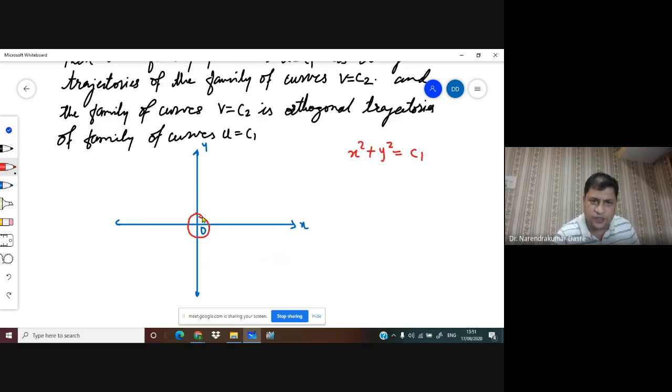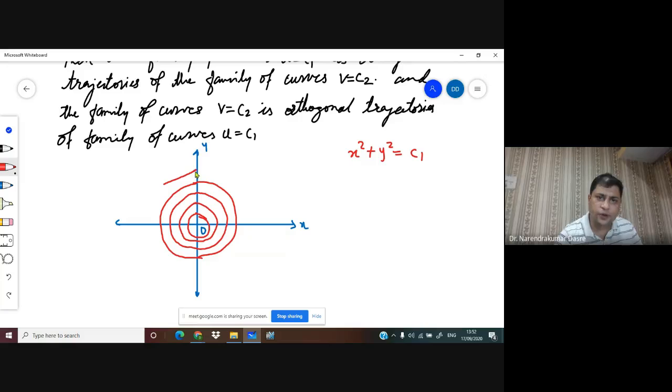So if I change c1, suppose c1 is equal to 1, c1 is equal to 2, c1 is equal to 3, then c1 is equal to 4.